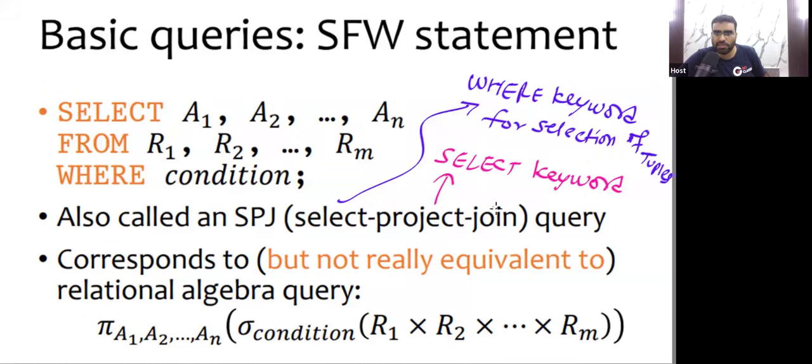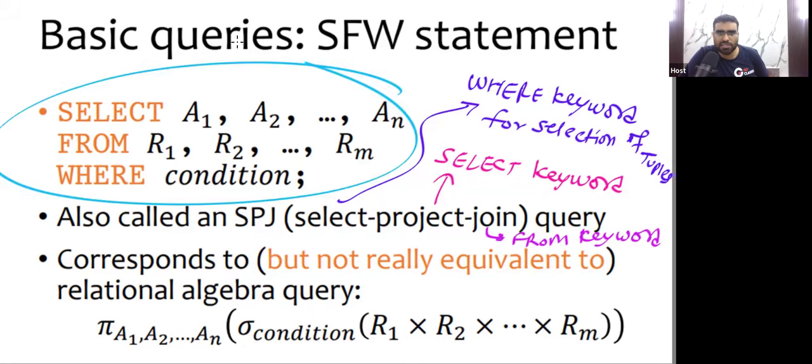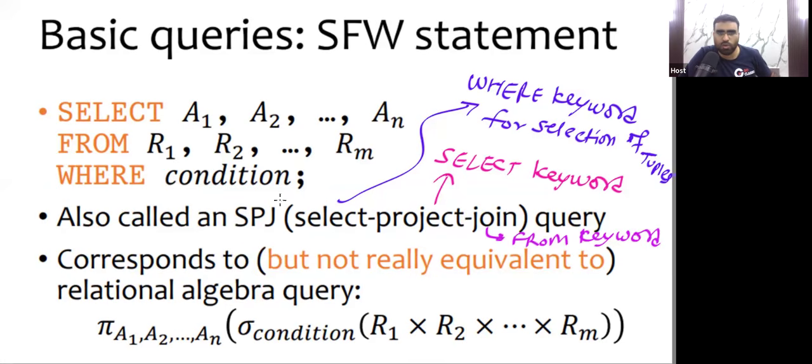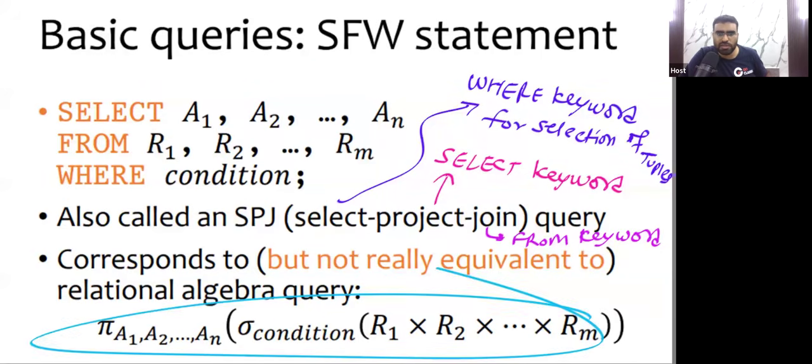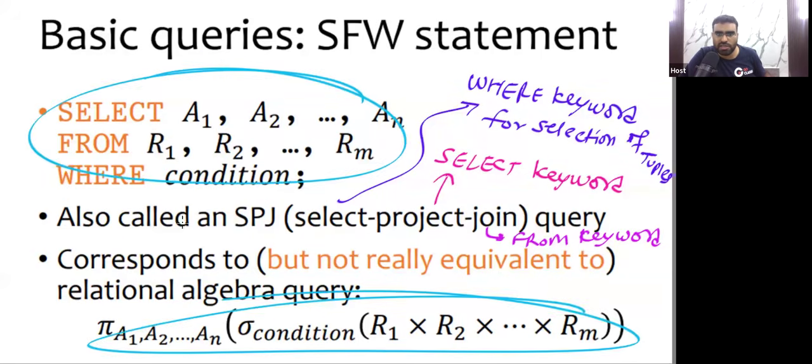Simple. And this join, this is your from. Yes or no? This join is the from keyword, because we are doing the cross product. We use the from keyword for join. Simple. Now you can easily see that this SQL query corresponds to, but is not exactly equivalent to, first doing the cross product, then the tuple selection, and then projecting these attributes.